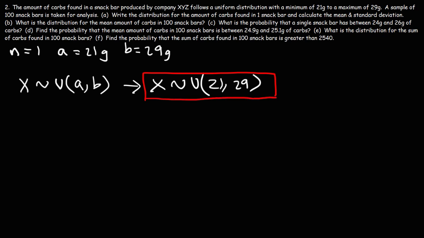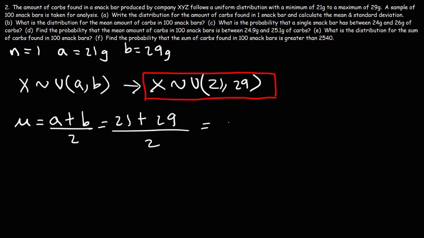Now the second part, we need to calculate the mean and standard deviation. For a uniform distribution, the mean is simply the average of the minimum and the maximum values. So we're going to add 21 and 29 and then divide by 2. 21 plus 29 is 50. Half of 50 is 25. So the mean is 25.